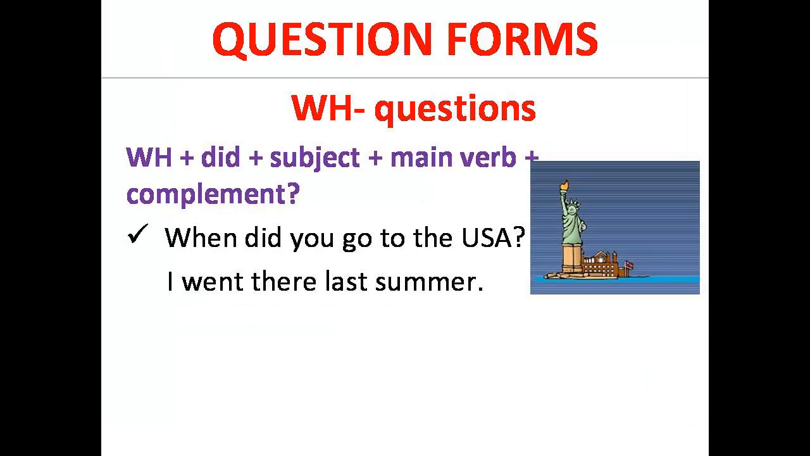Let's now move to the question forms in the simple past tense. As you know, we have two types of questions, WH questions and yes or no questions. WH questions start with WH words like when, what, why, and the answer is sometimes place, sometimes time, sometimes reason. If we want to form WH questions for the simple past, we put WH word plus did plus subject plus main verb plus complement and finally the question mark.